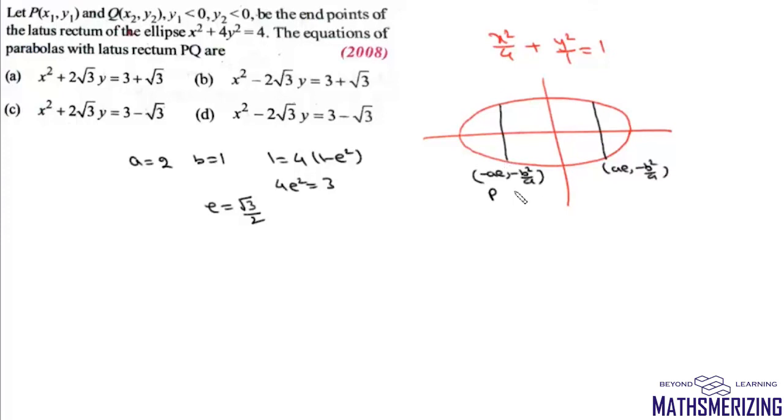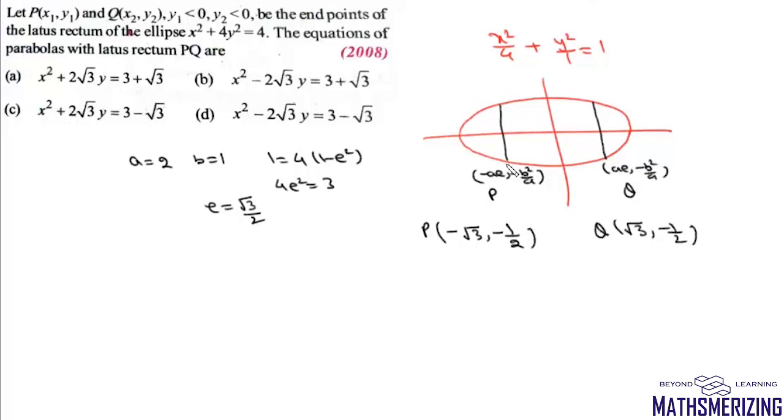Say this point is P and this point is Q. So the coordinate of this point P will be minus ae, so it will be simply minus root 3, and then minus b square upon a. So b square is 1 and a is 2. So it will be (minus root 3, minus 1 by 2). And here it will be (root 3, minus 1 by 2). And that's your point Q.